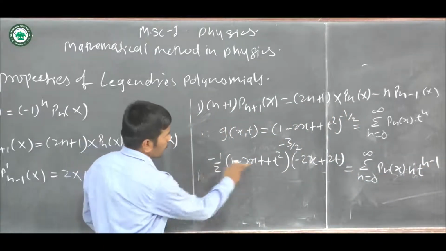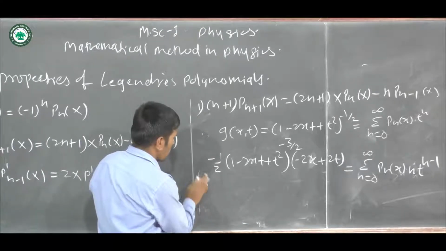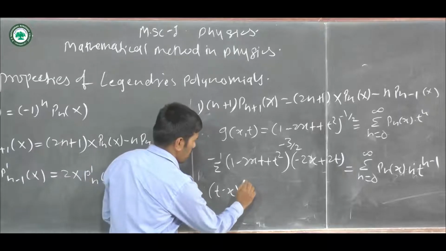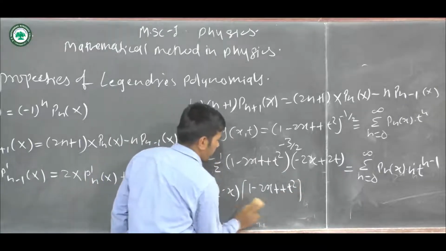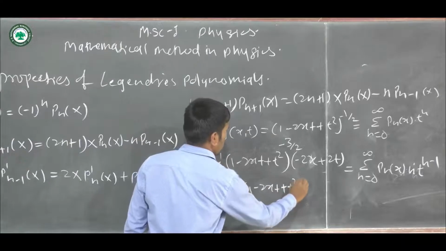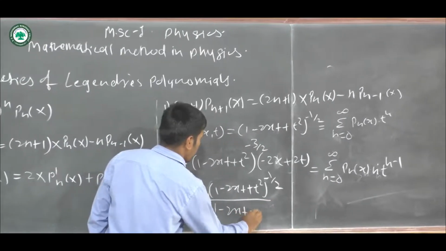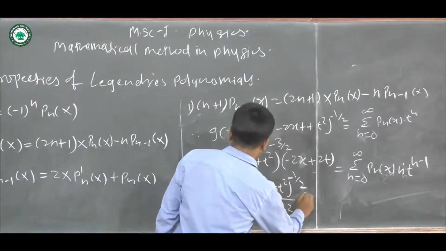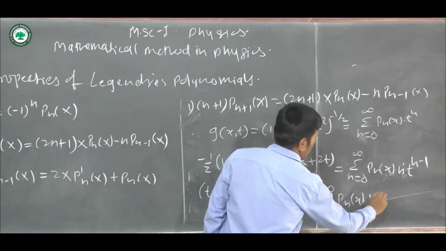From this bracket, if I take out the common factor minus and 2, then the minus and the half cancel out, and we can write t − x. Taking out the minus as common, the bracket is (1 − 2xt + t²) to the power minus half divided by (1 − 2xt + t²). Here the power of this bracket is 1, so this is equal to the summation over n equal to 0 to infinity of P_n(x) into n into t^(n−1).